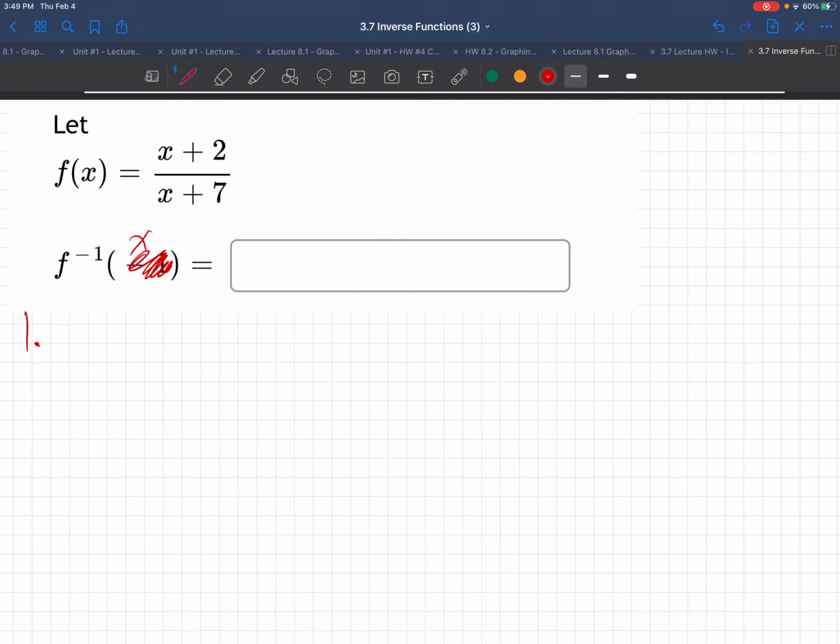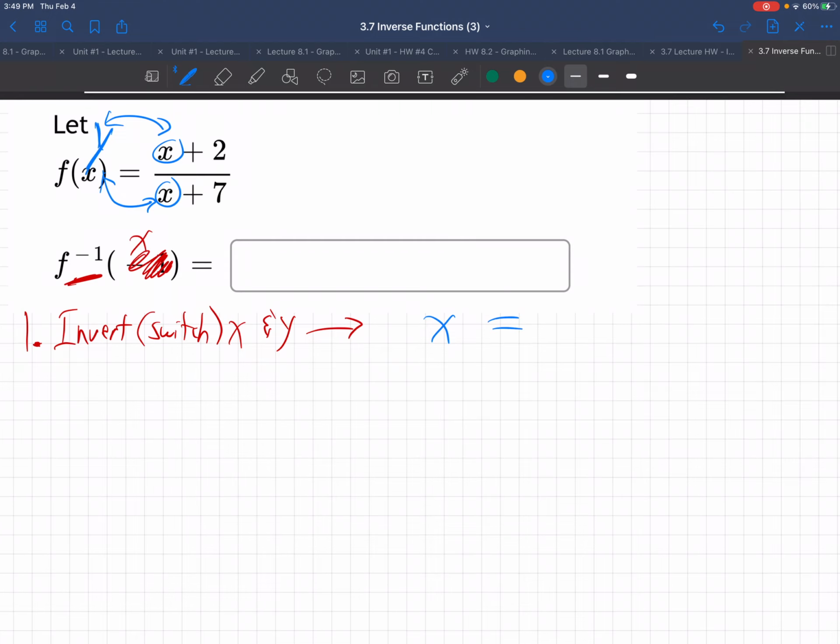What's the normal thing? Well, to find an inverse function, step one is we invert, meaning we switch x and y. Where's the y? Well, this is y. The function is the y. So this y will switch with that x and the other one. It's both of them, huh? So this will become x on the outside, and these guys will both become y's, like this.